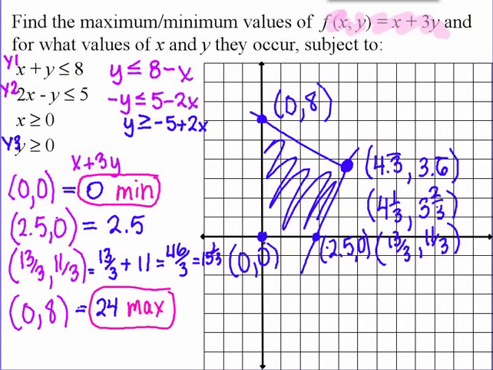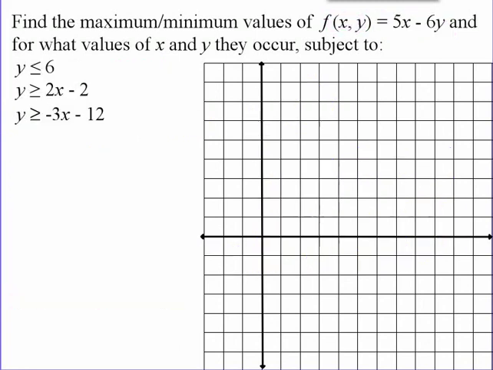So let's go ahead, leave the equations in, and go through this again. It says find the maximum or minimum values of f of x, y equals 5x minus 6y. Hit the y equals button, not the alpha, but the y equals. That's going to take you back to your equations. The very first one we need to enter in: y is less than or equal to 6. Put that in y1.